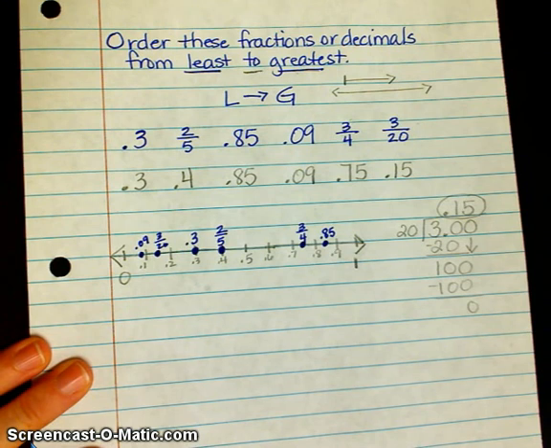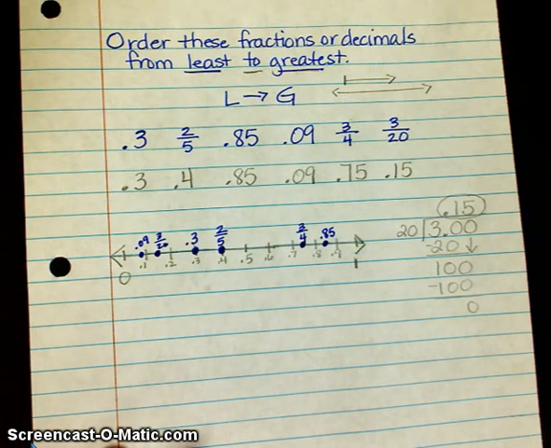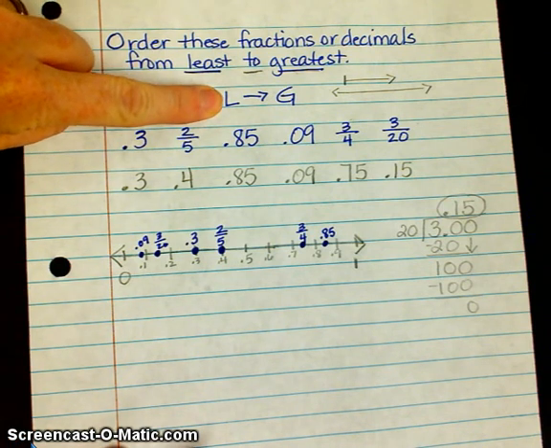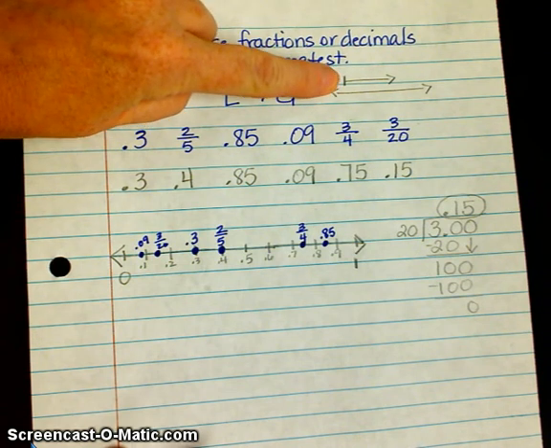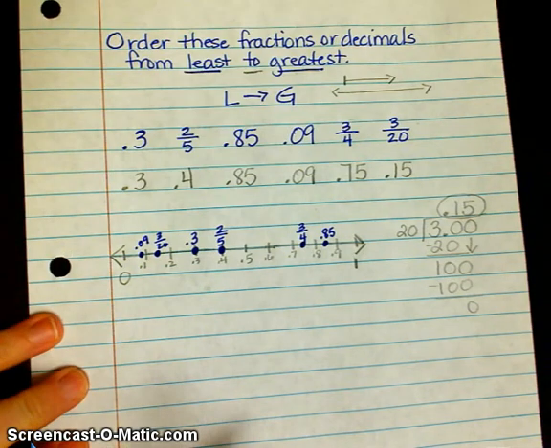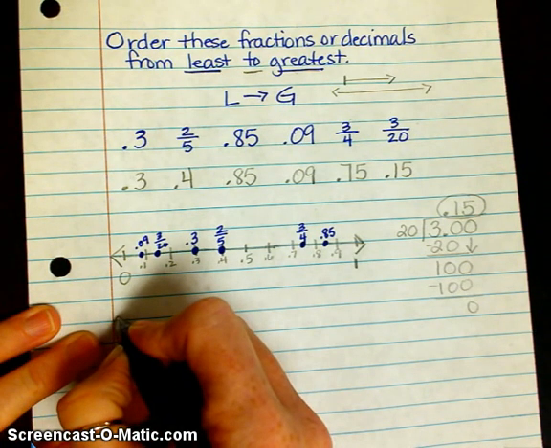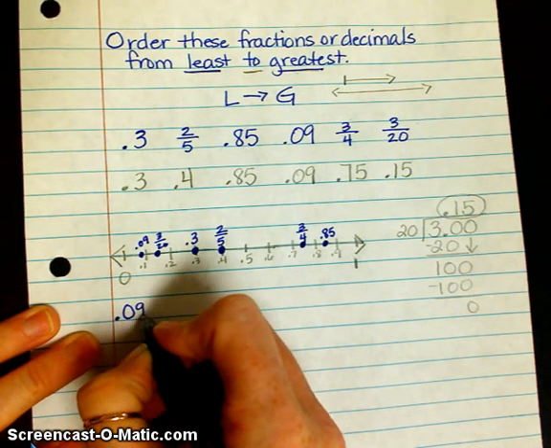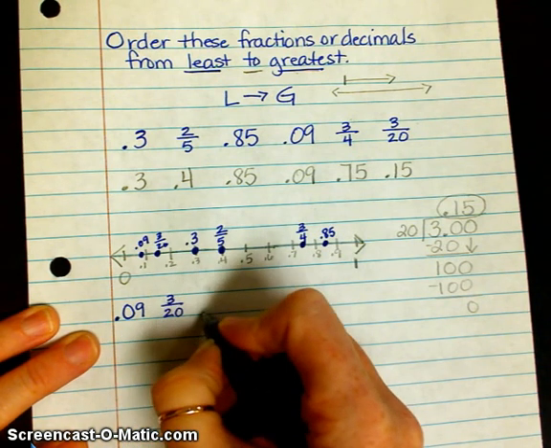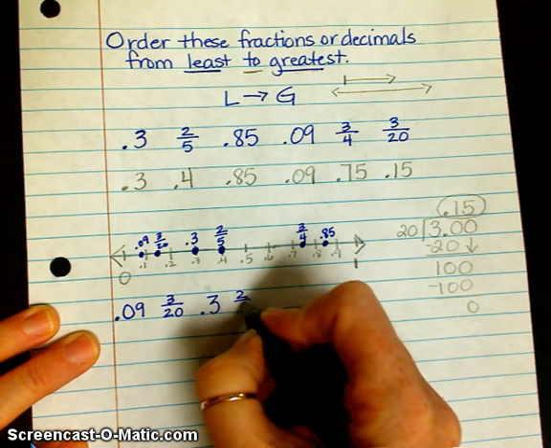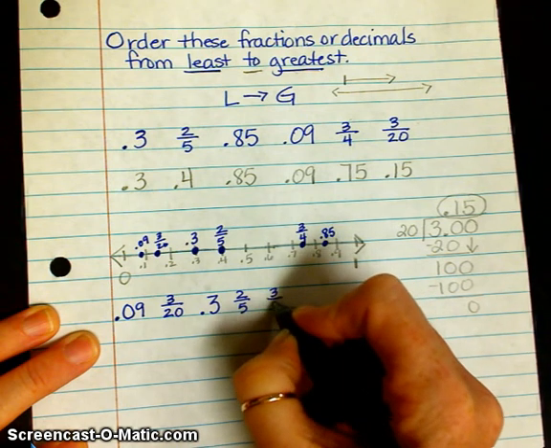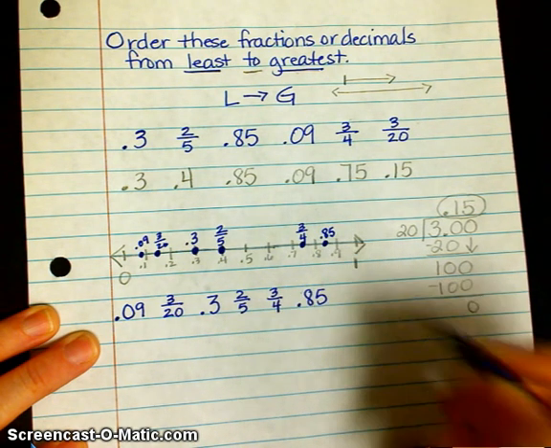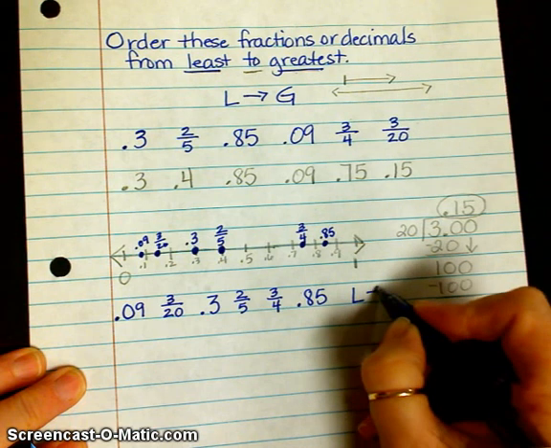I have just completed step 6. Step 7 says, following the directions, list the numbers in the order requested. They want us to list them from least to greatest, which means we're going to start at the lowest side on the left side of the number line. That's the littlest number, and work our way to the right. So we would list those numbers like this: 0.09, 3/20, 0.3, 2/5, 3/4, and 0.85. That is least to greatest.